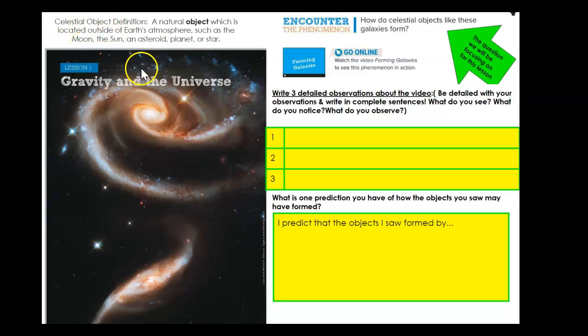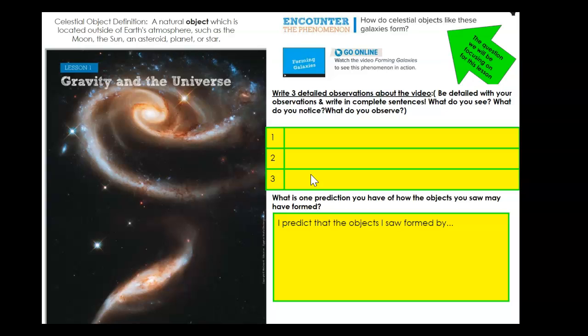So in the video that I'm going to show you guys, you're going to see some different celestial objects. And as you're watching the video, I want you to do two things. First off, you're going to write 3 detailed observations about the video. Be detailed with your observations and write in complete sentences. What do you see? What do you notice? What do you observe? What's something you learned? Okay? I want 3 of those observations and you're going to write them in this box.